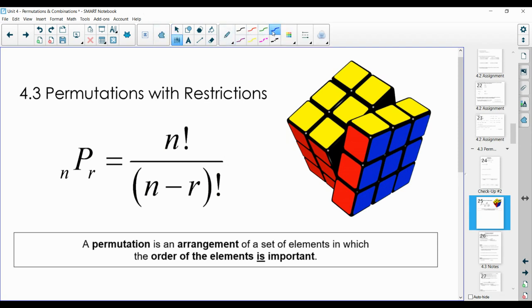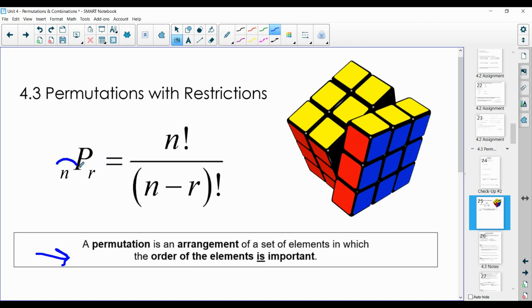And we've talked about in previous lessons that a permutation is an arrangement of a set of elements, and order is important. When we get into combinations later, we'll talk about combinations where order is not important. Now we have this general formula here. nPr equals n factorial over n minus r factorial.